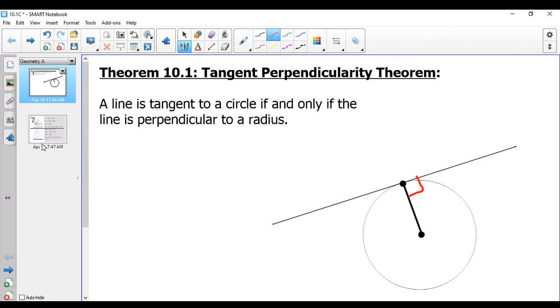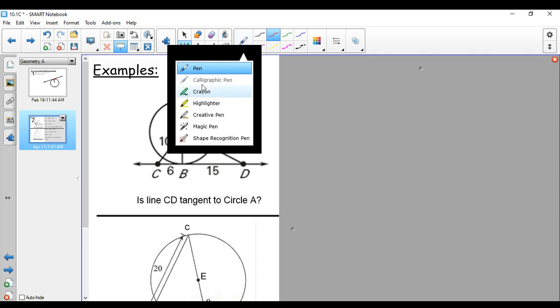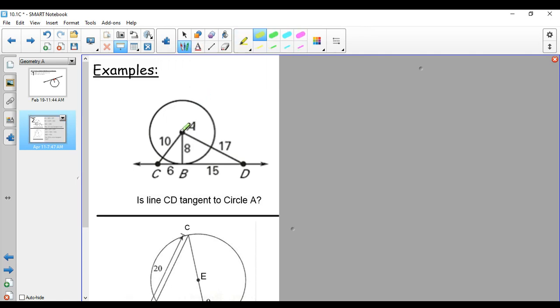So we can apply this theorem to a couple of examples. So the question is asking us, is line CD tangent to circle A? So the way we would answer that is, let's find our radius. Our radius is AB right here. So the question is, is line CD perpendicular to line AB? Okay, so we want to check to see if this is a right angle between AB and CD.